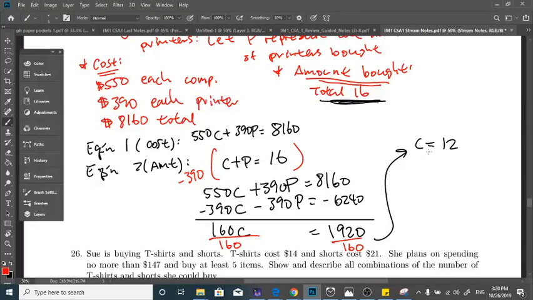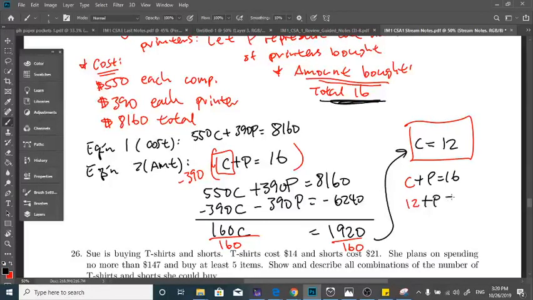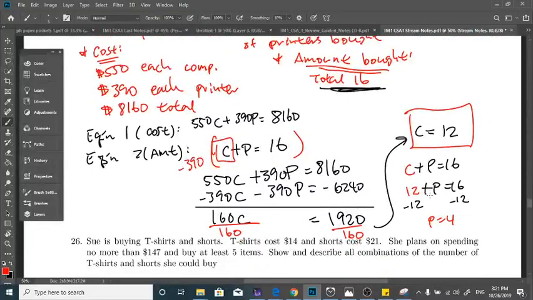So then you can plug this number, or substitute this number into there. So we got C plus P equals 16. So that means 12 plus P equals 16 minus 12. I mean, that gave away the answer, but you know. And then we get P equals 4.